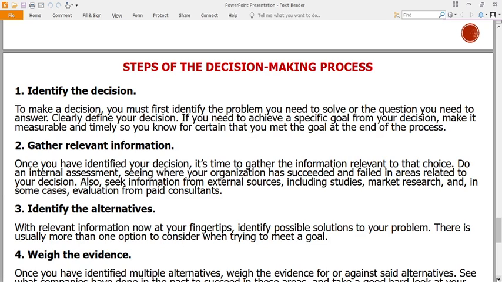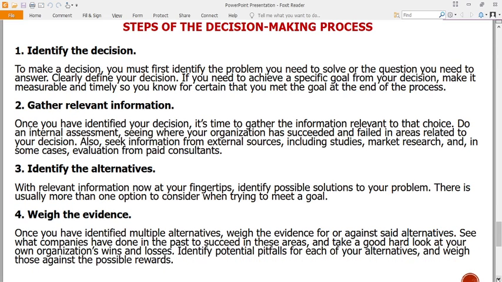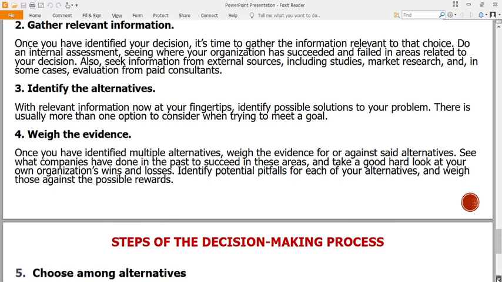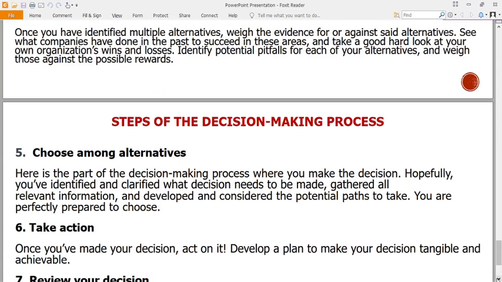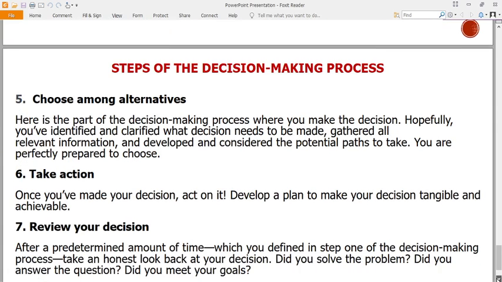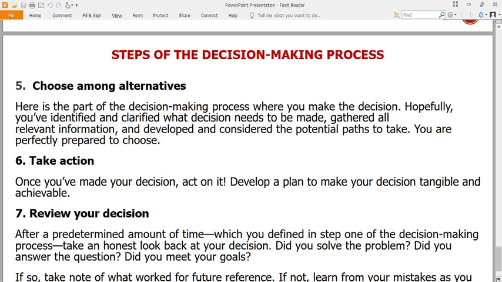Then after doing that, you do an internal assessment or you gather information that will aid your decision making. After you've gathered information, you come up with alternatives of the different choices. So what are the possible solutions to your problem or the possible answers to your question. After that, you weigh all these alternatives. So from there, you choose among the alternatives you have, what you think best suits the problem or best answers your question.